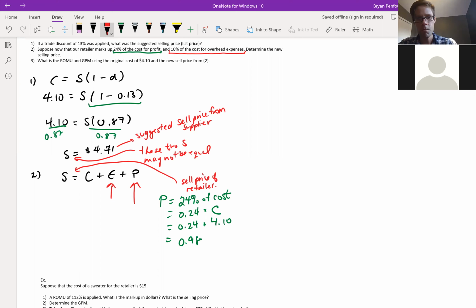So I'm going to underline the information that we need here to calculate capital E. I know that my overhead expenses are going to be 10% of the cost. So I'm going to write that down. E is equal to 10% of the cost, or E can be thought of as 0.1 times capital C. I think Alexander had that in the chat correctly. So 0.1 times $4.10. What is that, 41 cents? Beautiful.